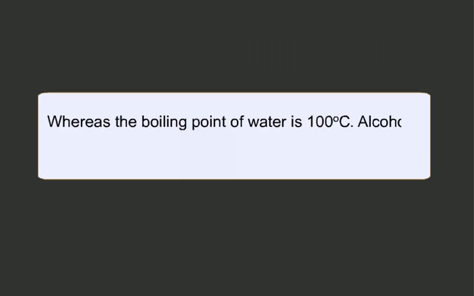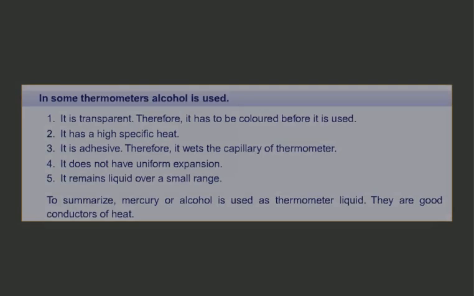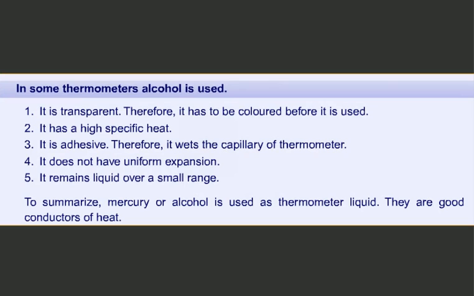Students, alcohol in the thermometer can be colored to be read easily. In some thermometers, alcohol is used. The following are the basic reasons for using alcohol as thermometer liquid. It is transparent, therefore it has to be colored before it is used. It has a high specific heat. It is adhesive, therefore it wets the capillary of the thermometer. It does not have uniform expansion, and it remains liquid over a small range of temperature.